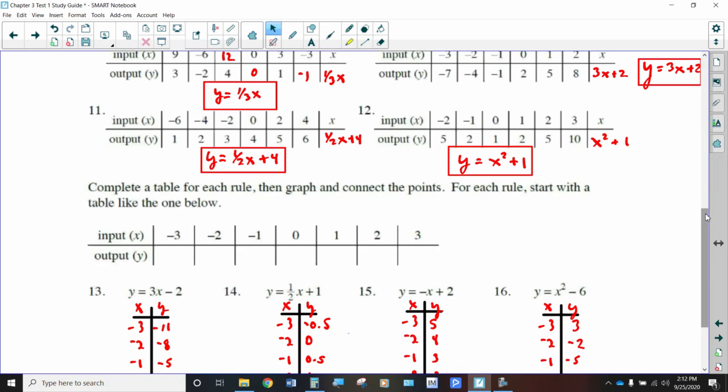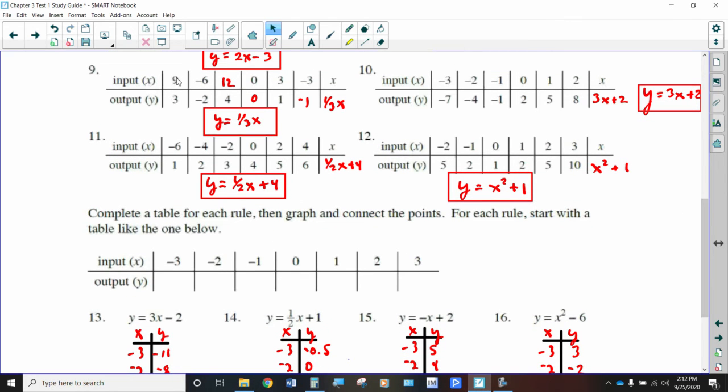Taking a look at problem number 9, you could have either said y is equal to x divided by 3 or 1/3 times x. Either one of those means the exact same thing. Here you triple your number and add 2. That ends up being the rule.